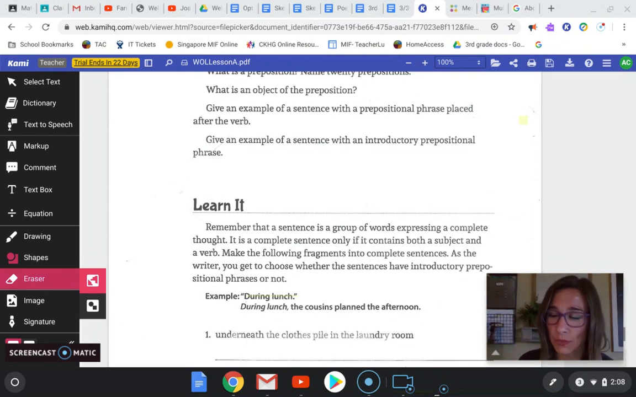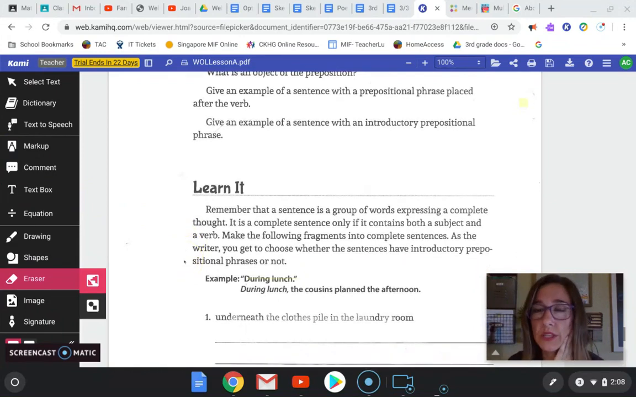Good job. I hope you guys did better than I did. Okay, so now let's go ahead and look at the first section. You always read the directions. Learn it. Everyone should be on page 102.